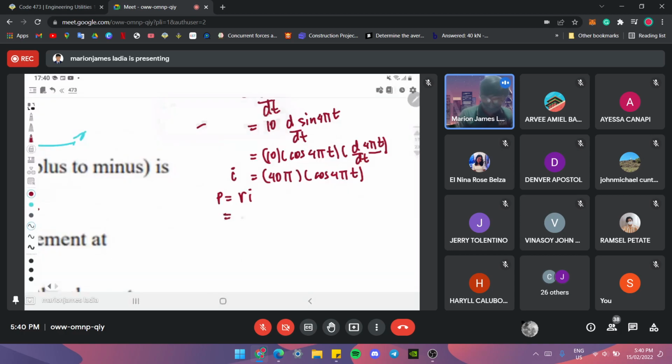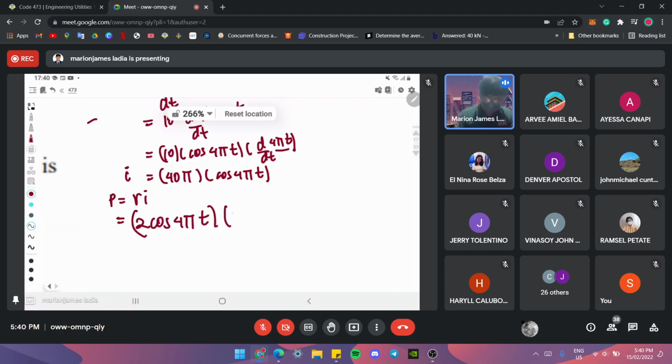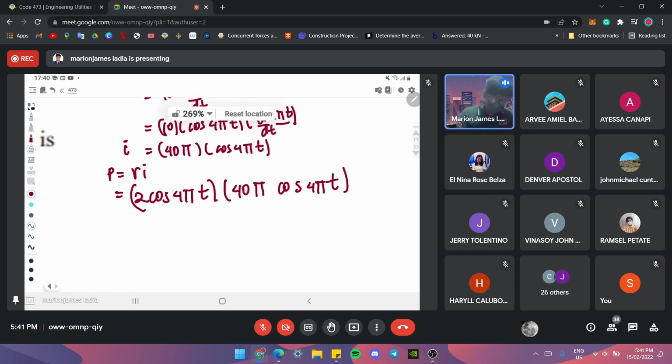So you have 2 cosine 4 pi t for my voltage, of course, multiplied by 40 pi cosine 4 pi t for our current. So from this, I will have a value equal to 80 pi cosine squared 4 pi t. This is our power.